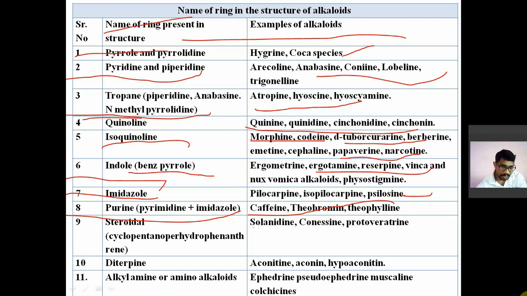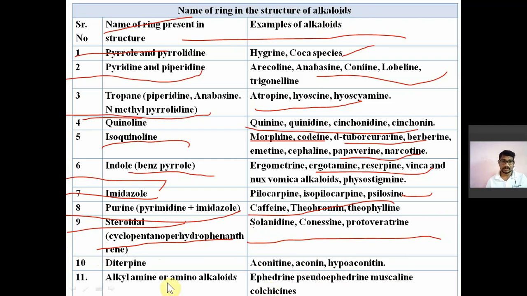Next one is the steroidal type of alkaloid. ये steroid ring किस में होता है? तो ये एक बार question आ चुका है. So steroid type of ring means what? It is nothing but the cyclopentano perhydrophenanthrene. Steroid ring is nothing but the cyclopentano perhydrophenanthrene type of ring that is present in the steroidal alkaloids. So examples are solanidine, conessine, and protoveratrine.